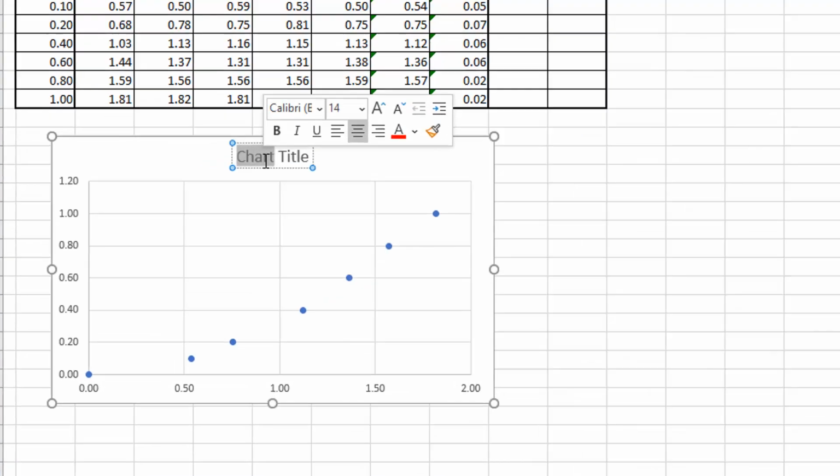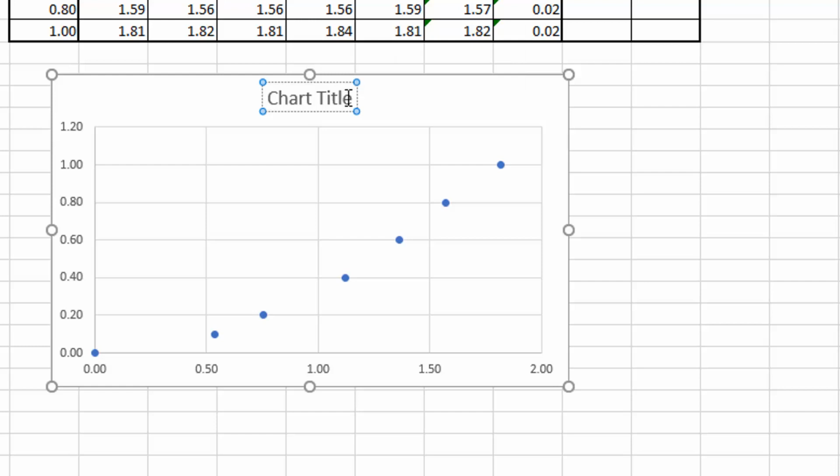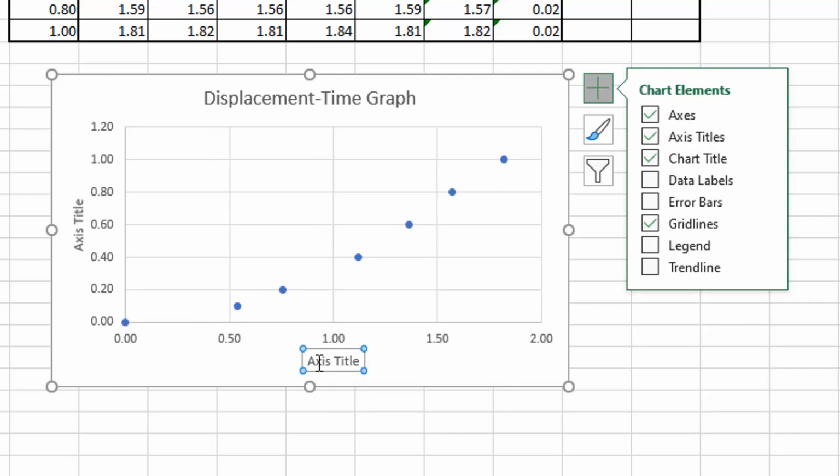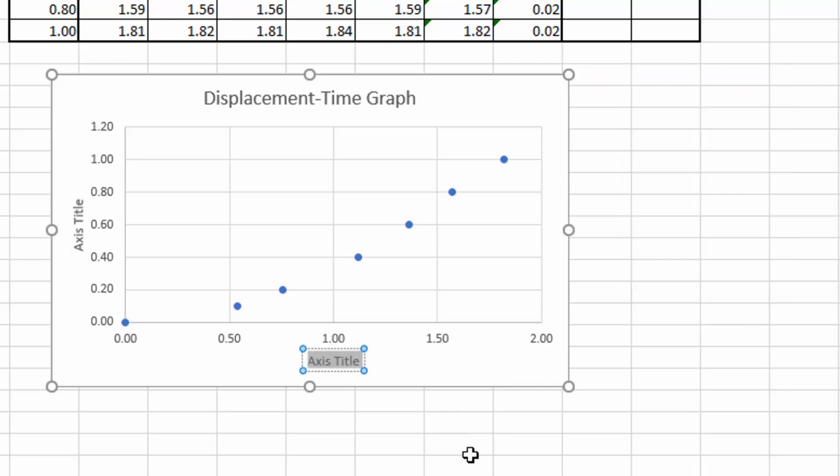Chart title, I'm going to double click in here and then Control A and type in a better title. I'm just going to call that a displacement time graph, okay, because that's what it is. Displacement time graph. And now I'm going to click over here, and then I'm going to click on the plus sign, and I want axis titles. So let's see, this axis title down here, if I double click here and Control A to select the whole title, and that's got to be time in seconds. And this axis here, if I double click there, that's going to be displacement in meters.